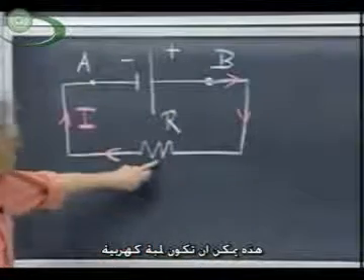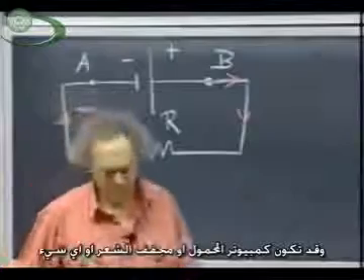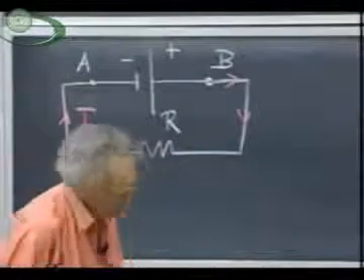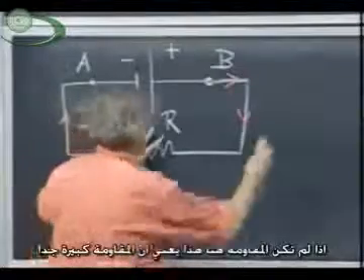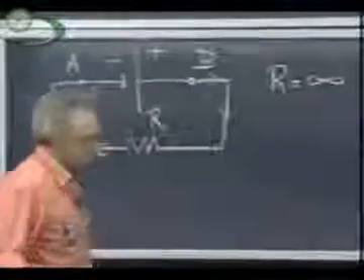This could be a light bulb, could be your laptop, could be a hairdryer, whatever. That's your supply. If this R is not there, that means that the resistance is infinitely large. That means that the current that is running is zero.